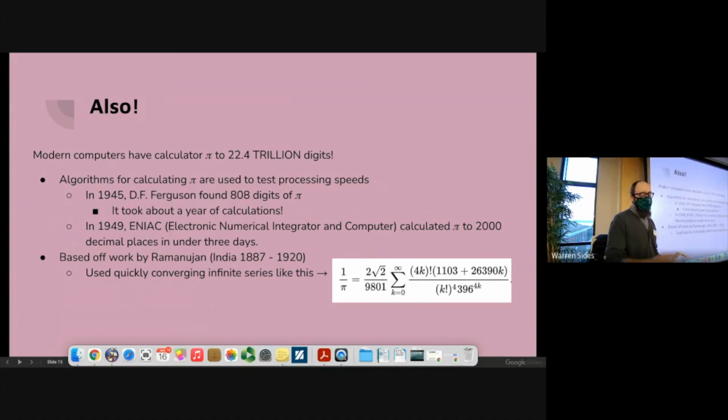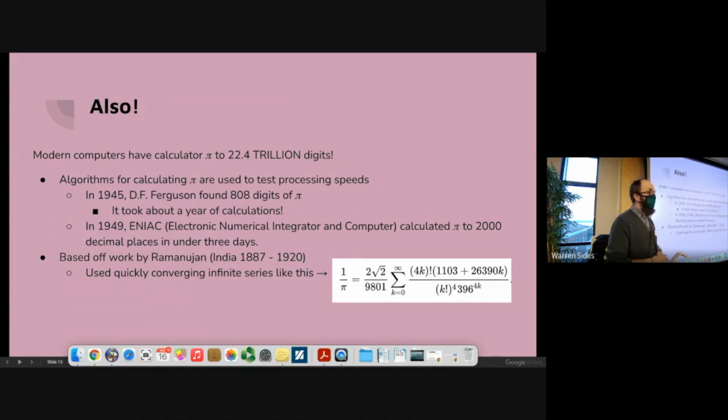So algorithms started calculating pi, and they were actually used to test processing speed, like for a new processor. We know how long it takes a computer to do this calculation, and then we could test the speed of it. In 1945, D.F. Ferguson found 808 digits of pi. It took about a year. Four years later, 2,000 digits of pi in under 3 days.